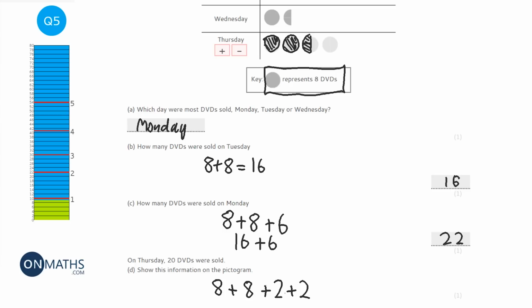Let's just check that. What's half of 8? That would be 4. And what's 8 plus 8 plus 4? That gives us 20. So we know the answer is correct.